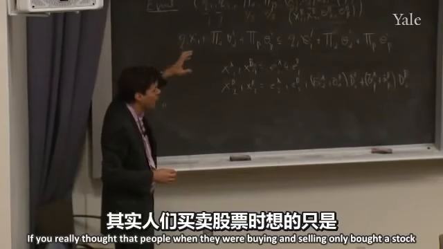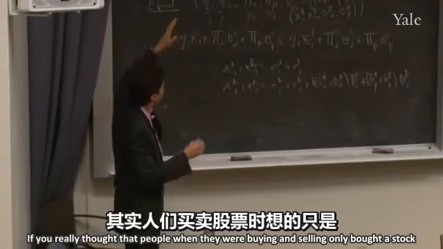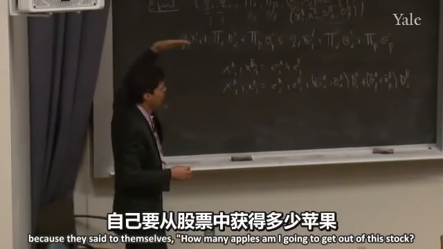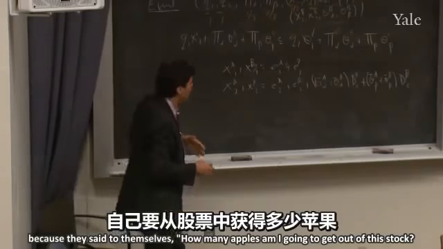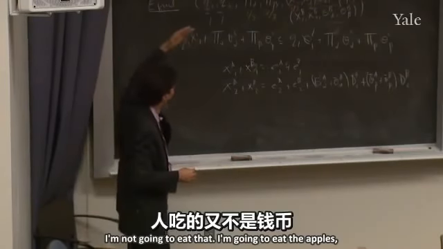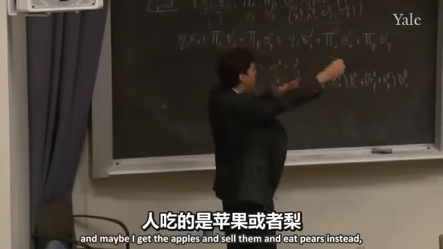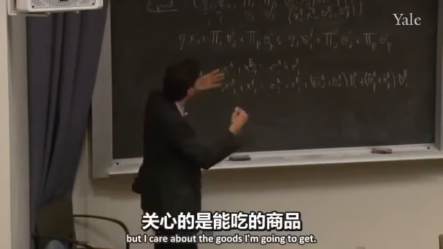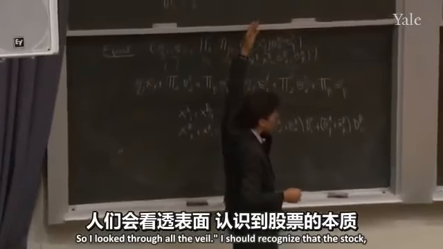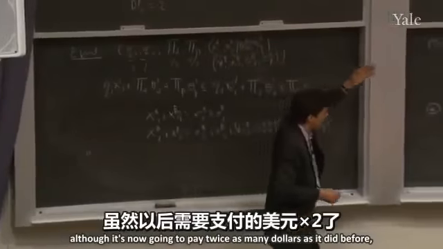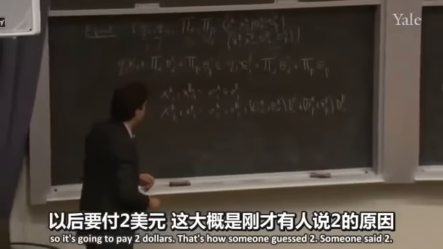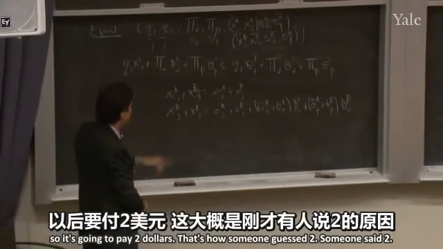If you really thought that people, when they were buying and selling, only bought a stock because they said to themselves, how many apples am I going to get out of this stock? I don't care about dollars and centimes and francs. I'm not going to eat that. I'm going to eat the apples. And maybe I'll get the apples and sell them and eat pears instead. But I care about the goods I'm going to get. So I look through the veil. I should recognize that the stock, although it's now going to pay twice as many dollars as it did before, so it's going to pay $2.